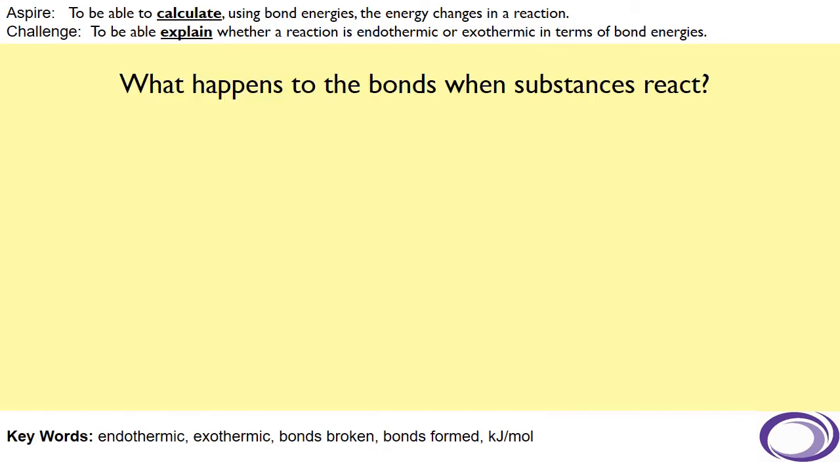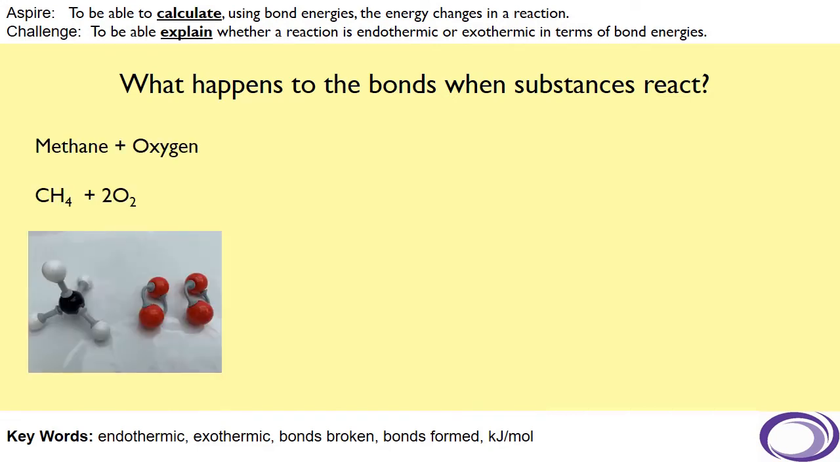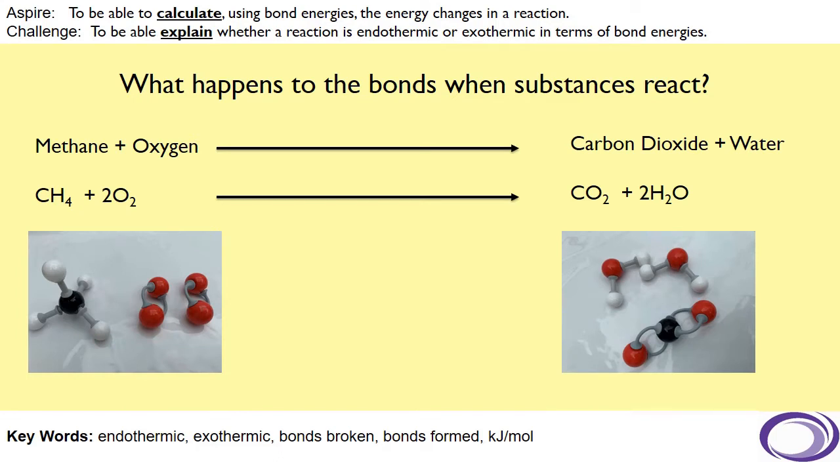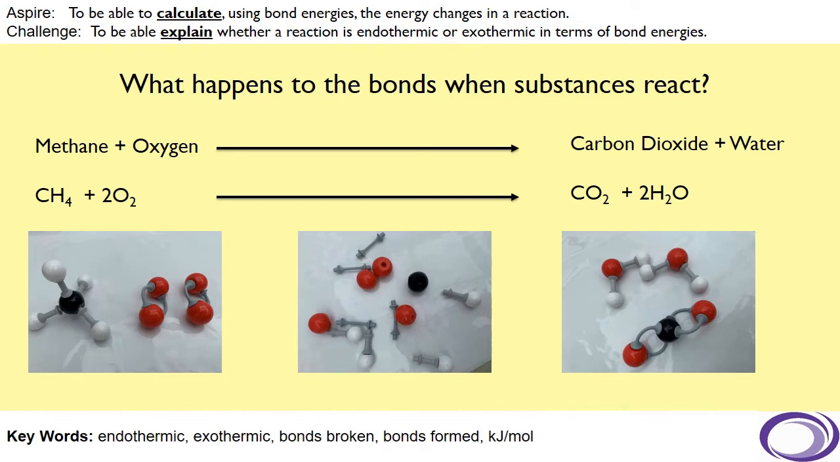So, what happens to the bonds when substances react? Now, you may be familiar with this reaction. Methane will react with oxygen in a combustion reaction to produce carbon dioxide and water. And you can see the molecules of methane, oxygen, carbon dioxide and water on the screen. For those reactants to form those products, all of the bonds of those reactants must be broken before they can form the bonds of the products.